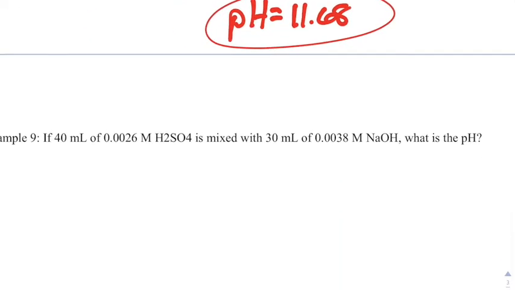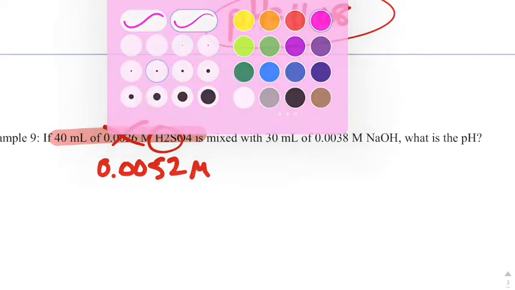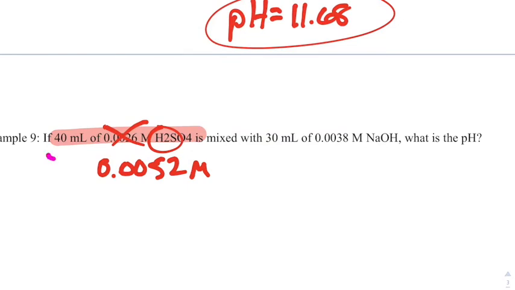This also works if you have a diprotic situation. Just remember that in a diprotic situation, you have to multiply it by 2. So this one here, example 9, 40 milliliters of 0.0026 molar sulfuric acid. Remember that sulfuric acid is one of my diprotics. So because of that, that's really not 0.0026, that's really 0.0052 because I'm interested in that. Other than that, the problem now continues just as we did before.